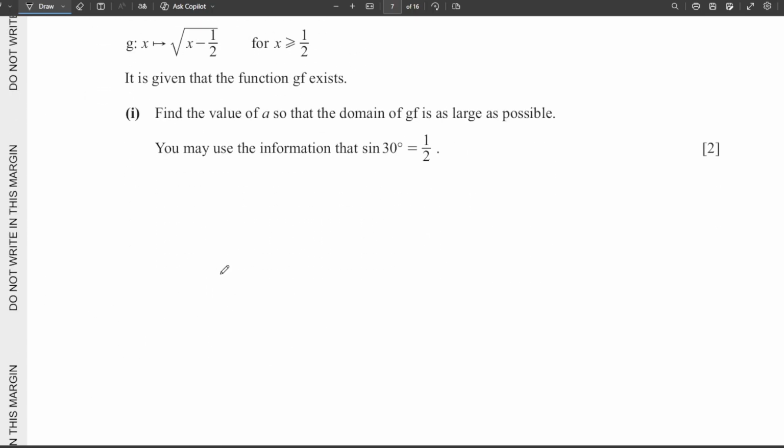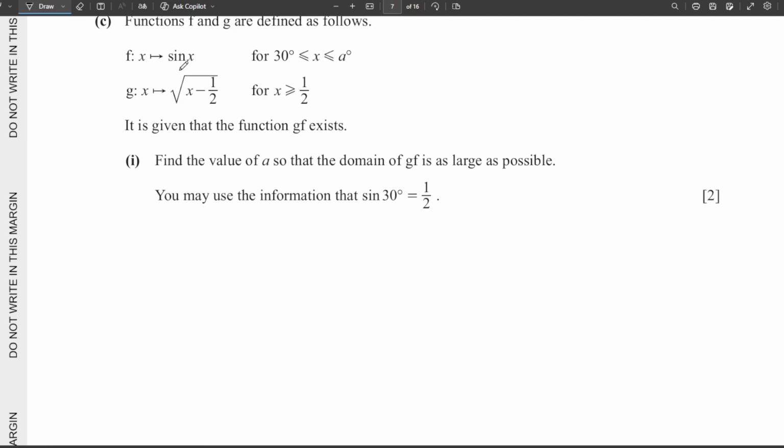Part C, continuing on the function topic. You have f and g of x given this domain, and it's given that the function gf exists. They want you to find the value of a such that the domain of gf is as large as possible. Let's try and express gf as a function first. gf of x means g of sine x.